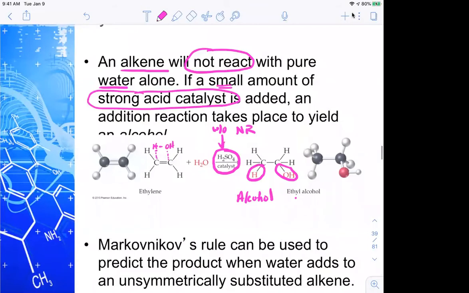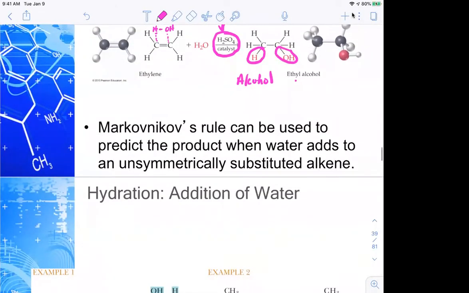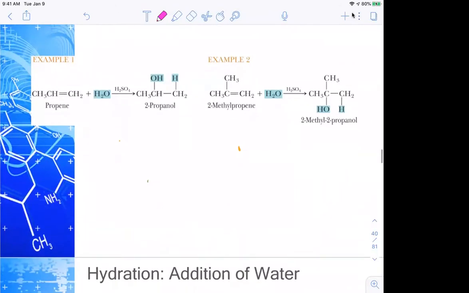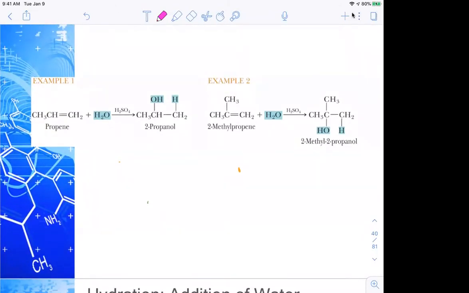Now this is a symmetric alkene, so regiochemistry doesn't matter. But just like with hydrohalogenation, if I have an unsymmetrical alkene, I am going to follow Markovnikov's rule when I do this. When I do these reactions, I am going to uphold Markovnikov's rule. So here's some examples.